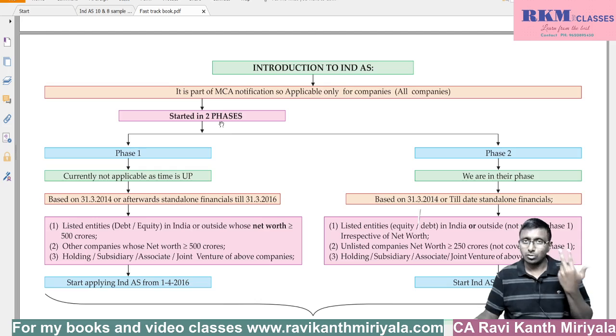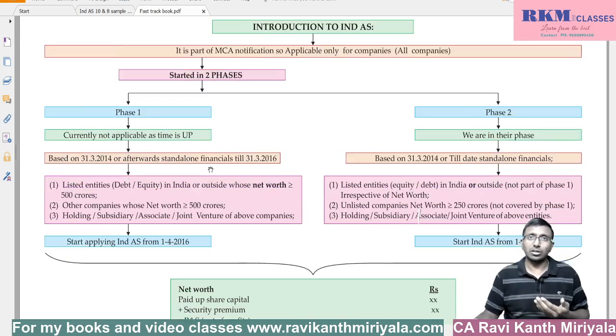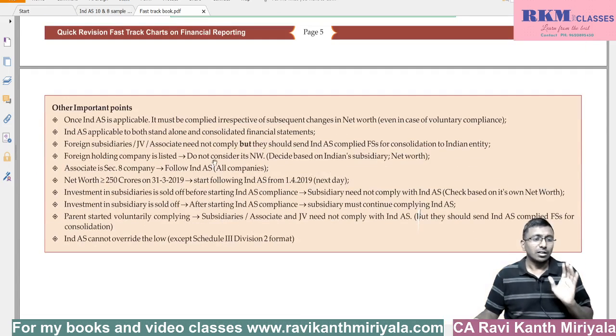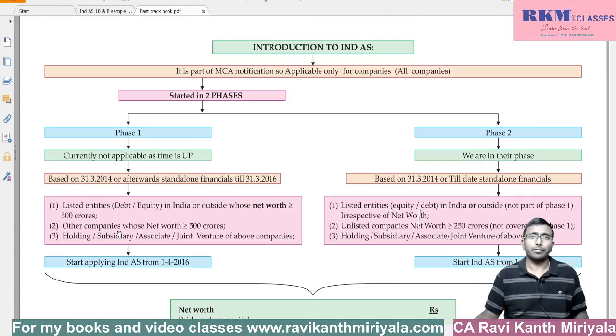How many phases? Two phases it is introduced. Phase 1, what is this? Phase 2, what are the points? What do you mean by net worth? Everything you can just follow blindly. What are the other important points? This is nothing but a summary of my concept capsule. Got it? And some small space is provided here and there.